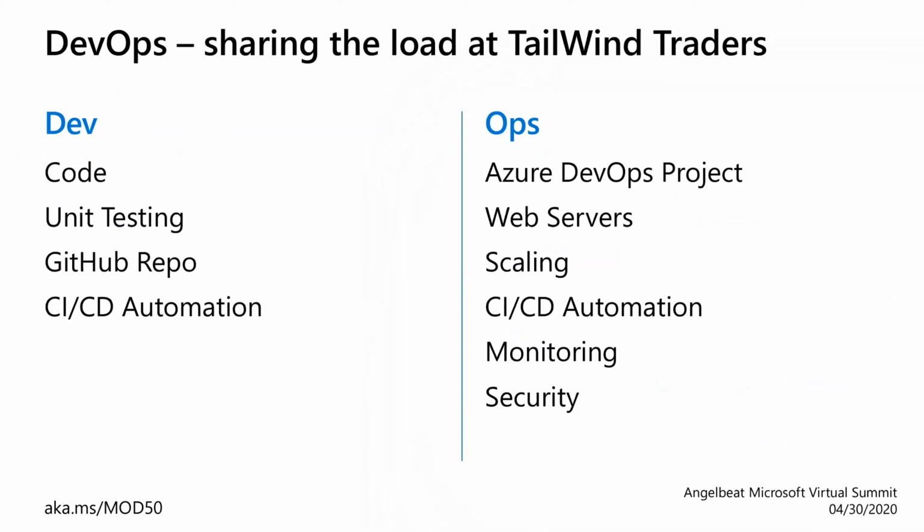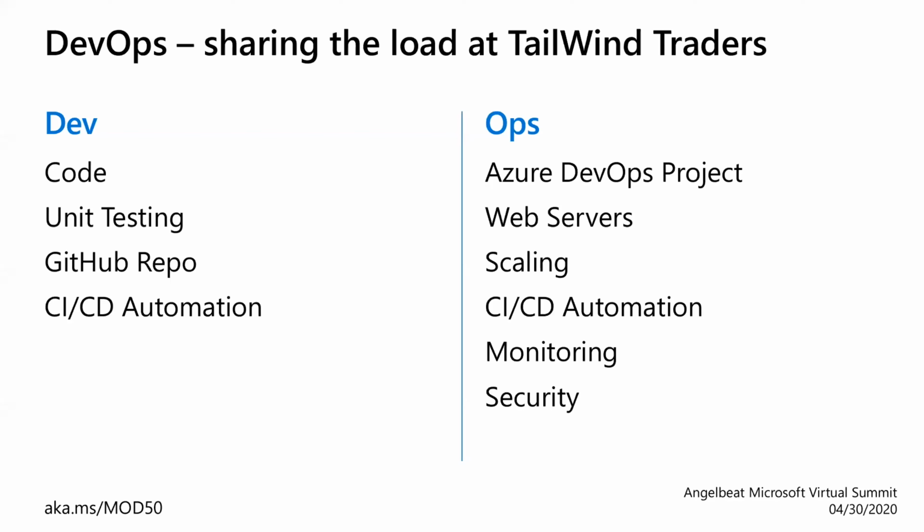So I mentioned DevOps: being able to manage people and process using products. Here's how we're breaking things down at this fictitious company that I've got. I'm going to show a demo today called Tailwind Traders. The dev team provides code, as you would expect. They provide unit testing sometimes. They provide the GitHub repo, which stores the code and keeps track of the versions. And they help with CI/CD automation. There are some YAML files you need to update in Azure DevOps, and they help with that.